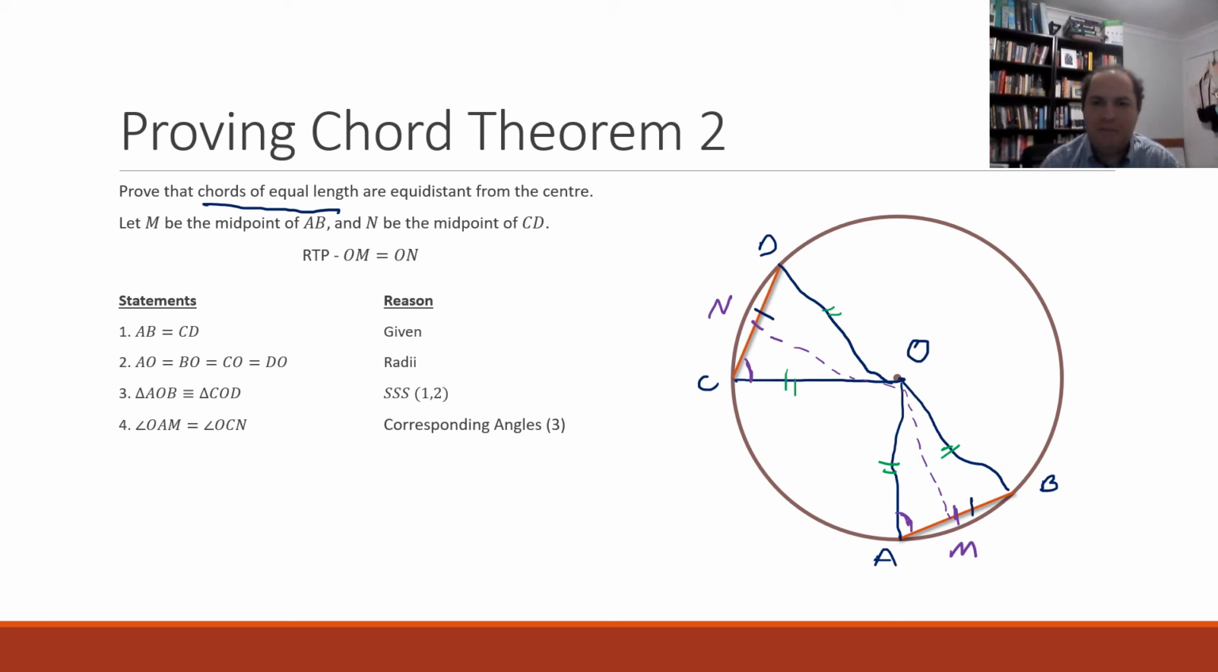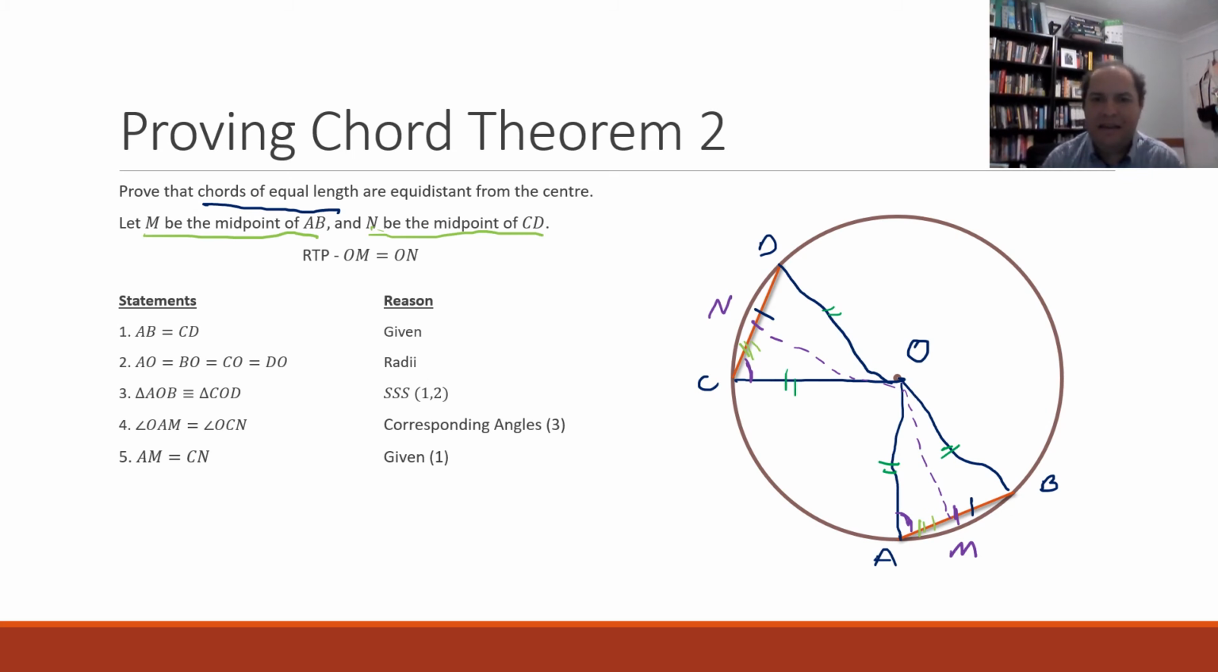Now we also know that AM and CN must be the same size because, first of all, some of that information was given. We said M was the midpoint of AB and N was the midpoint of CD. We also said in step 1 that those chords were the same length. So if we cut them both in half, then the halves should also be the same length. That's the idea behind statement 5.